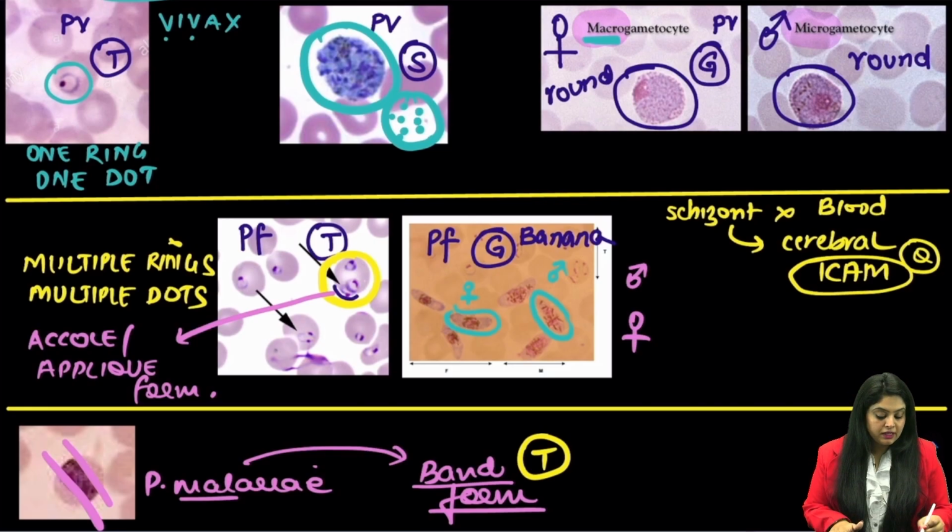So that is what I call band form. Remember, a ring which just became pitchkava, that is a band form. So mala band is what you're going to see for Plasmodium malariae.